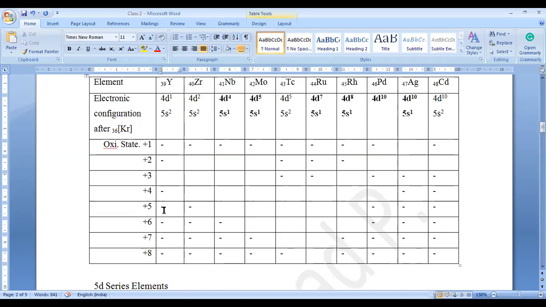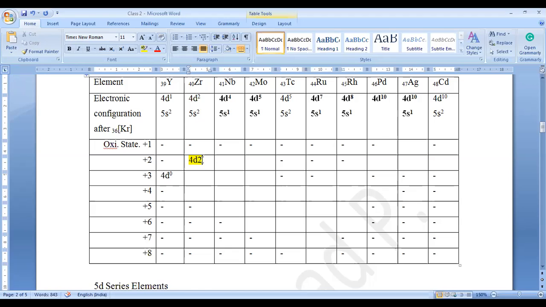I'll explain. So for the d series, yttrium can have a plus 3 oxidation state, that is for d0. Then zirconium can have plus 4 is possible.